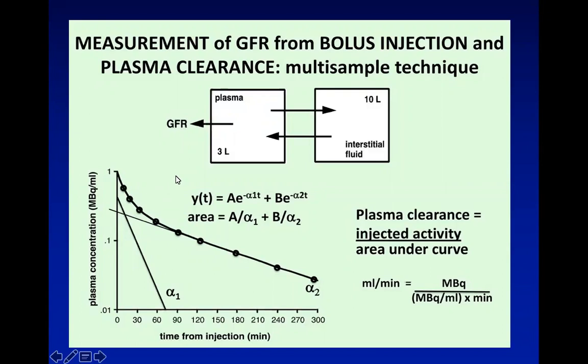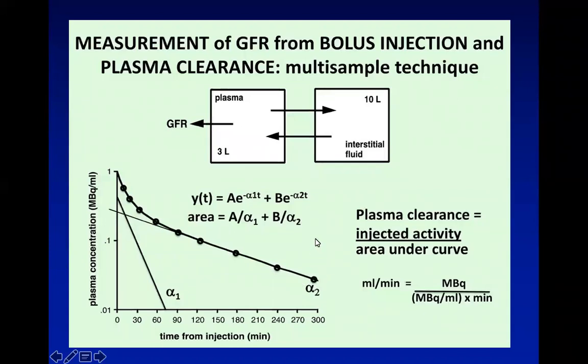So by taking serial samples after initial injection, you can plot the disappearance of the tracer from the blood. Initially, you'll have high concentration, and as the kidney filters it out, it goes out of the urine, so the plasma concentration of the tracer reduces over time. And you can either use this bi-exponential function for more complex calculations, or what we do in our institute, we take only the straight part of the curve.